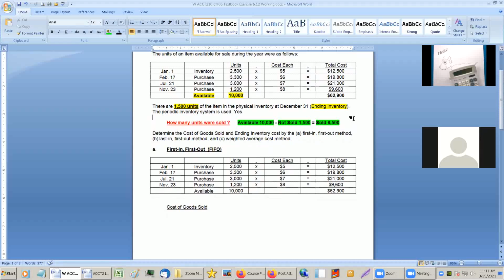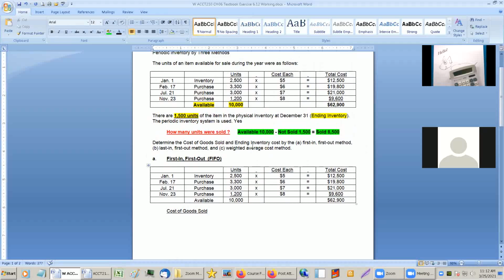Let me change something here. I think I'm going to cut it down a little bit. I'm going to make it less numbery. Okay, so one thing we can't do is do the sales. We know that we sold 8,500 of them, but we don't know what the selling price was. They don't say anything about the selling price, and for what they're asking, we don't need it. Hopefully they sold them for more than they paid for them.